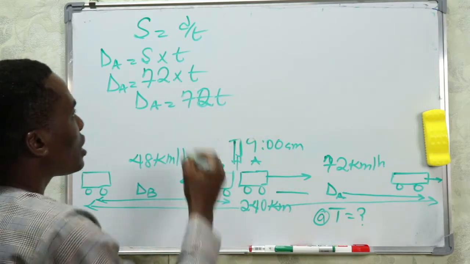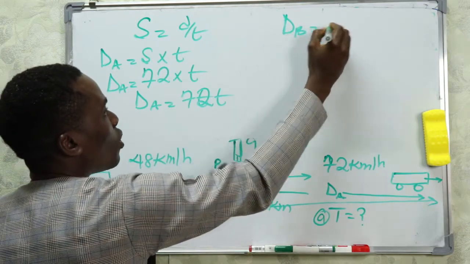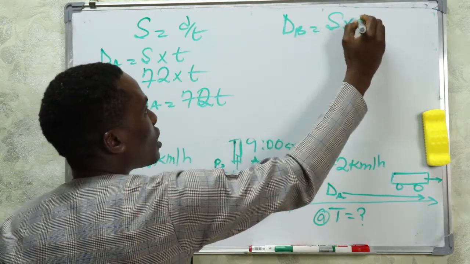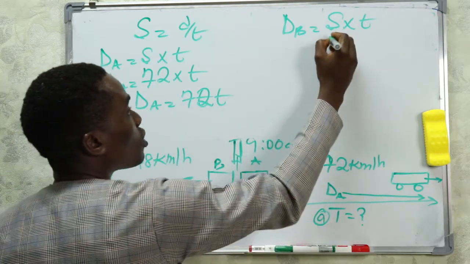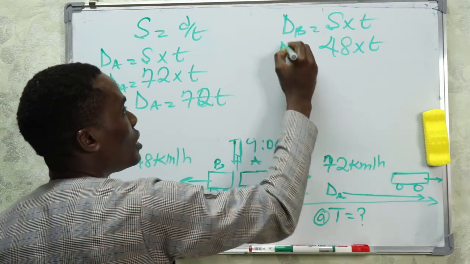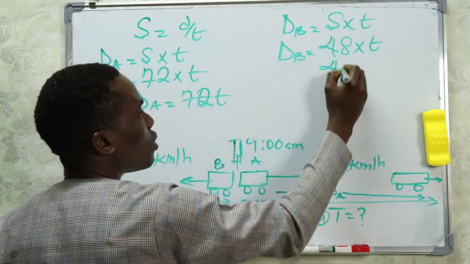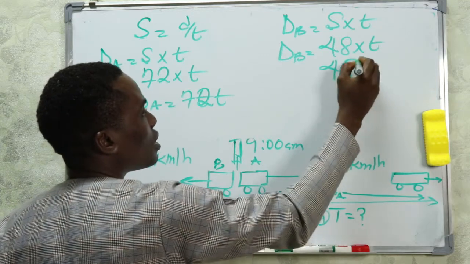Now we want to look at the distance traveled by bus B, which is equal to the speed times the time. And the speed is 48 times T. So that means the distance traveled by B will be 48T.